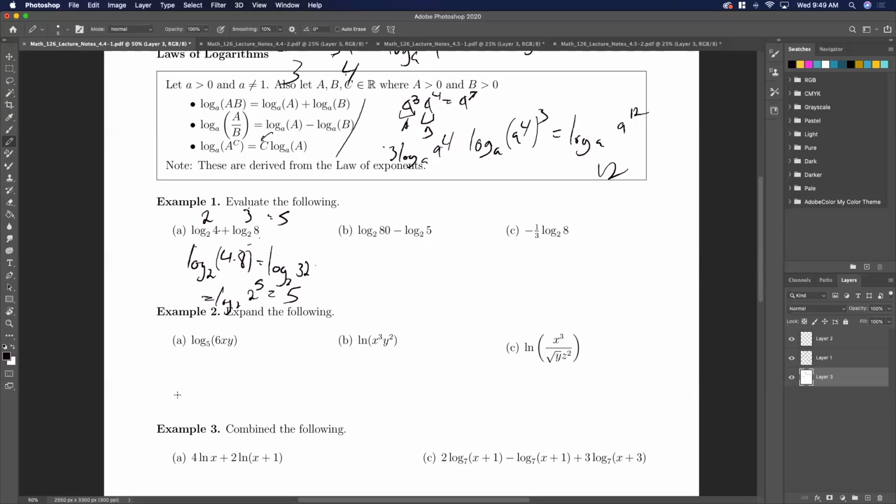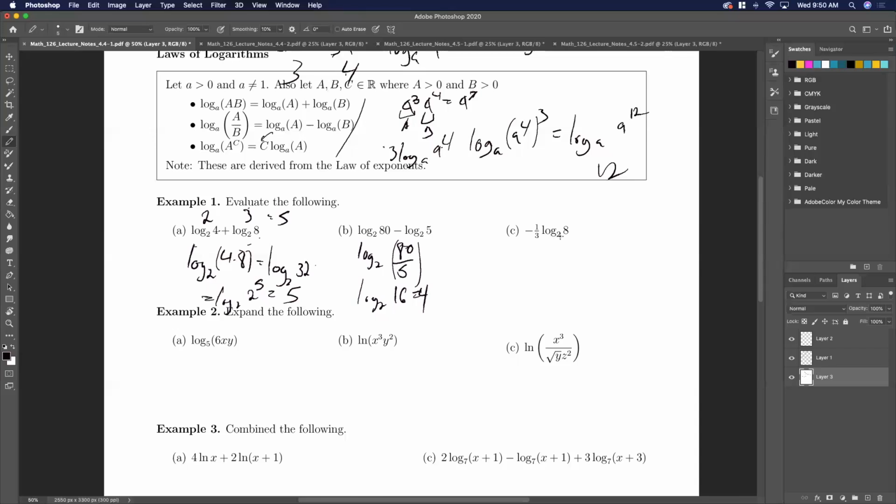Now we can use this method to solve things we couldn't solve in our heads straight away, and combine things together. Here, log base 2 of 80 over 5 is the same as log base 2 of 16, and log base 2 of 16 is 4.